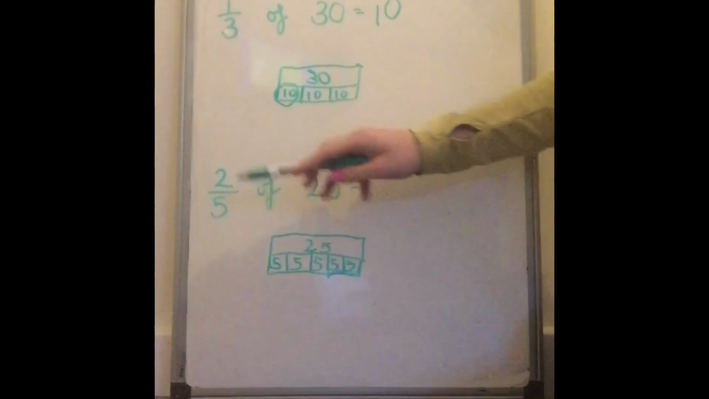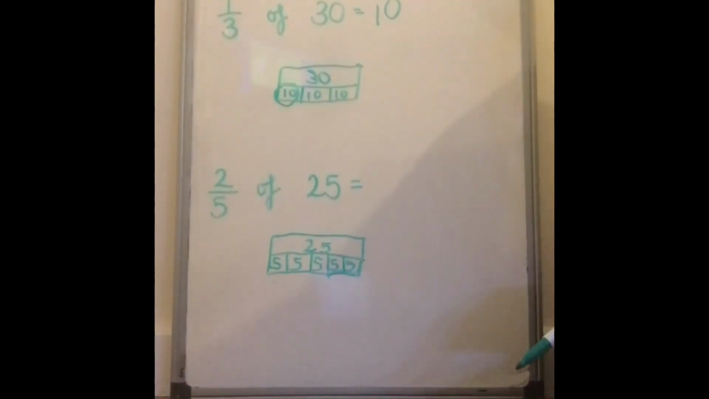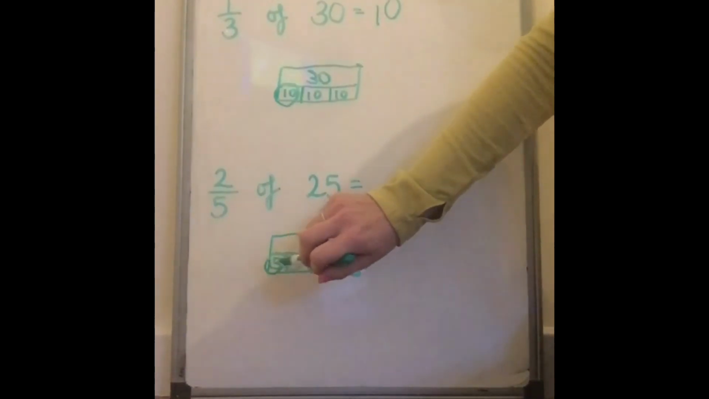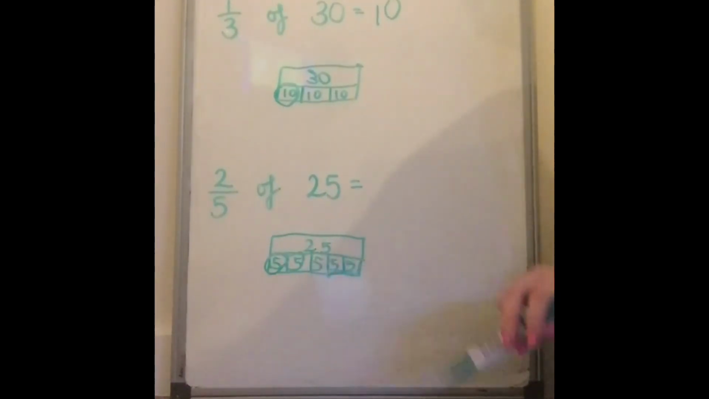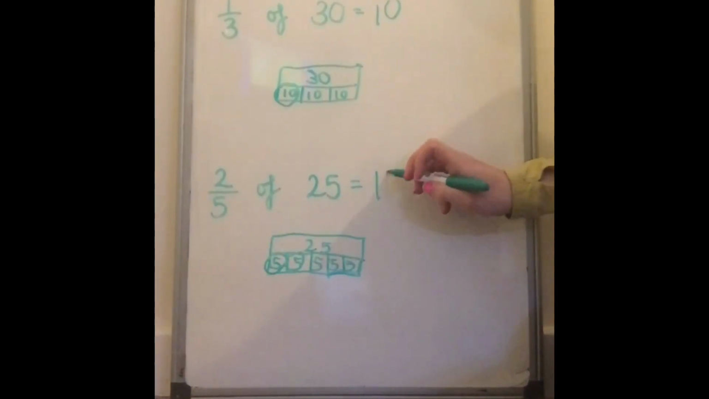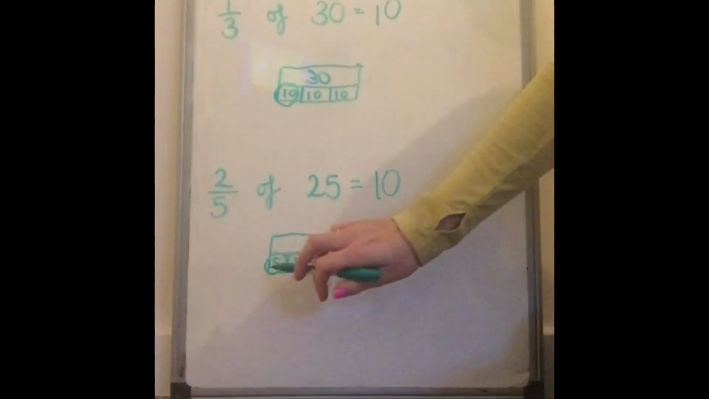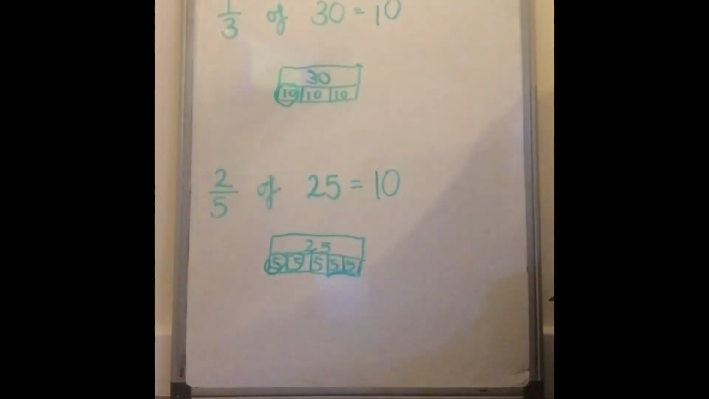Now here's the important part. We need to look at our numerator. This time it's a 2, which means we need to circle 2. 2 5s, so 5 add 5, or 5 times 2 is 10. So our answer is 10 because we had to circle 2 of our 5s.